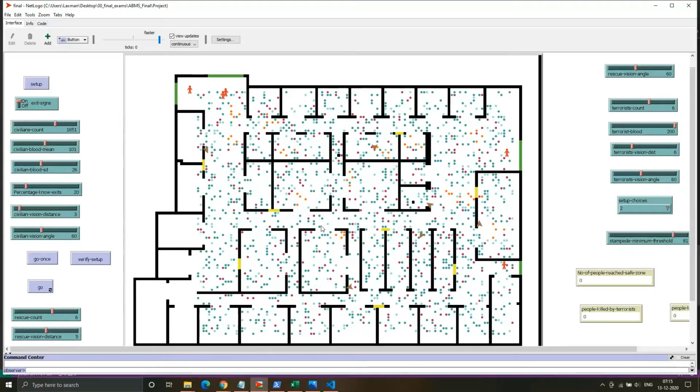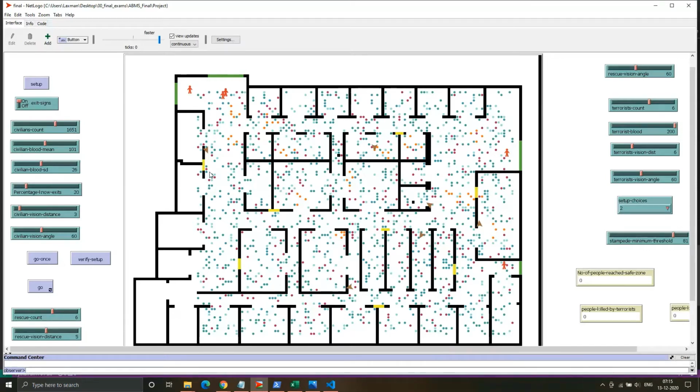Now, as you can see, there are some green stripes which we termed as exits, and there are yellow stripes which are important because they are exit signs. They will direct you to where an exit is present. There are three types of agents in our model. The first one is terrorists, the second one are civilians, and finally the third ones are rescuers.